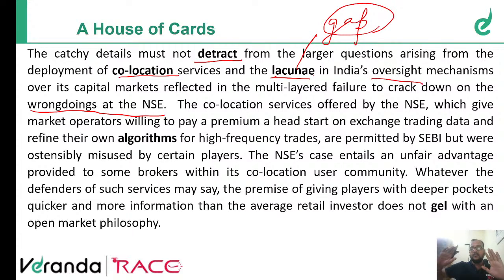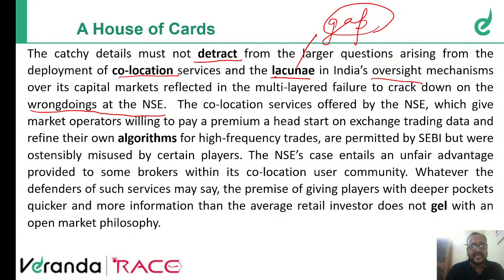So when you are not able to see something by your normal vision, which is known as a myopic kind of vision. India's oversight mechanisms over its capital markets reflected in the multi-layered failure to crack down on the wrongdoings at NSE. India was not able to visualize the lacuna, the gaps in the multi-layered failure. So something wrong was going on at the NSE.